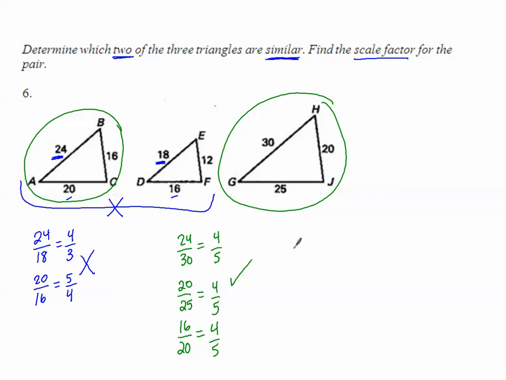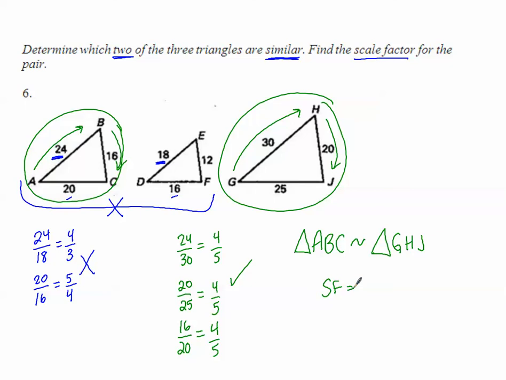So we will write which two those are. Triangle ABC is similar to triangle... So we went over the largest side and then over the smallest side to make our statement. So again, we'll do that. Largest side is 30, smallest side is 20. So GHJ. The scale factor is what we got when we saw that the sides are proportional, 4/5.